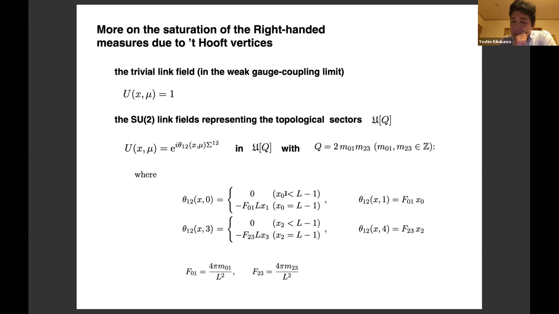In some sense, this configuration consists of a combination of U(1) instantons and not actually SU(2) instantons. So this may not be the minimal one for SU(2). But anyway, we can have this kind of link field on the lattice, on the torus, which gives rise to the non-vanishing topological charge Q, and it cannot be deformed to single instantons in this case.